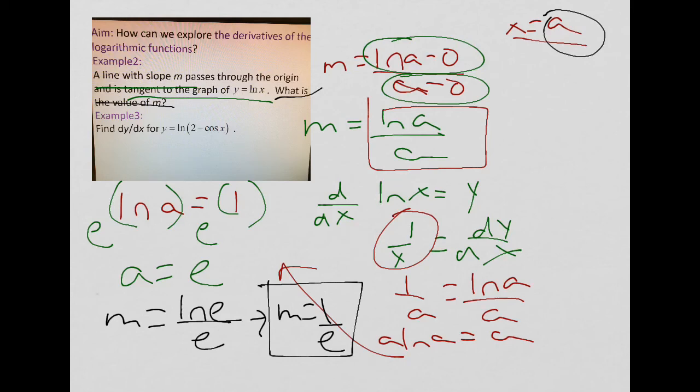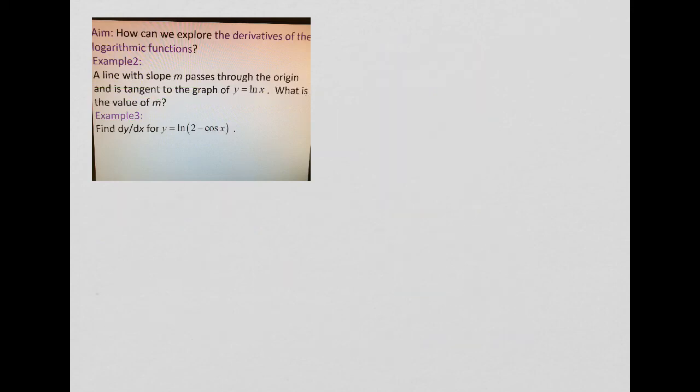So you have to establish what you're doing in example 2. You have 2 points that give you a slope. One is the origin, the other one we don't know the x value, but we know what its y value is, so we made x equals a, and we compared our slopes. They're supposed to be the same because they're tangent to the graph, and we found our slope, it's 1 over e. So let's look at example 3.